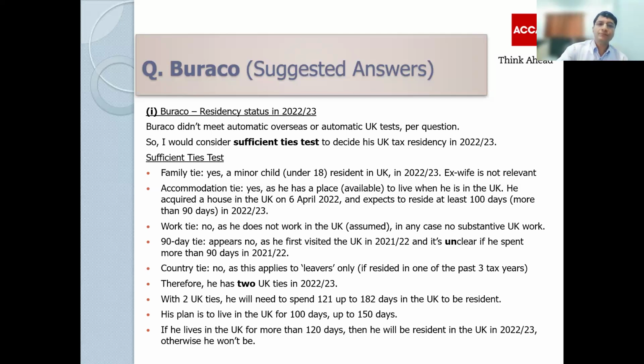That's the first bit. As you can see, there are so many points, but you do not have to put all these in for the purpose of 5 marks. You don't bother with the introductory line. You may begin by saying, I would consider the sufficient ties test. Then you at least talk about the family tie, accommodation tie, and the work tie as a bare minimum, because you know he was not resident in the UK in the prior years. Therefore, the last 2 ties may not be relevant for him. So the first 3 ties would actually give you about 3 marks, so you can go ahead with that.